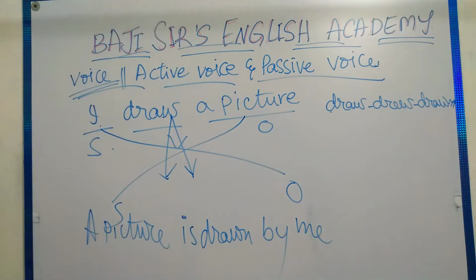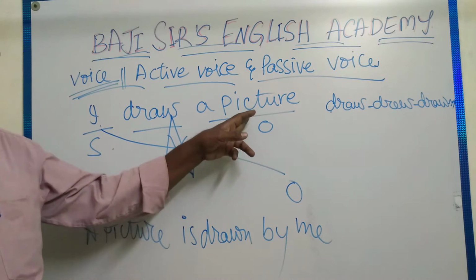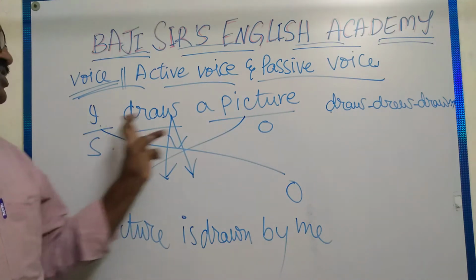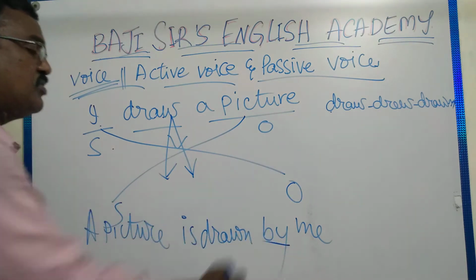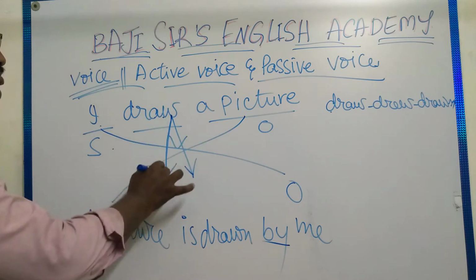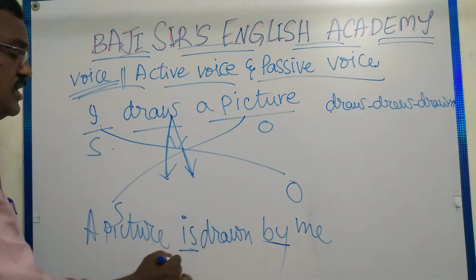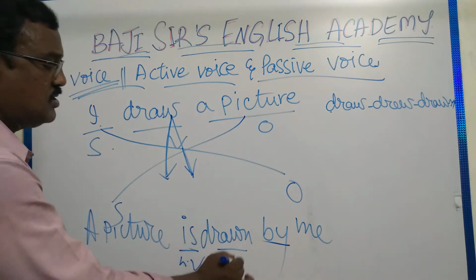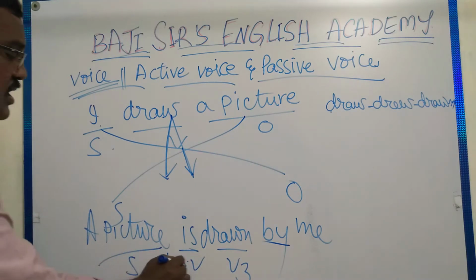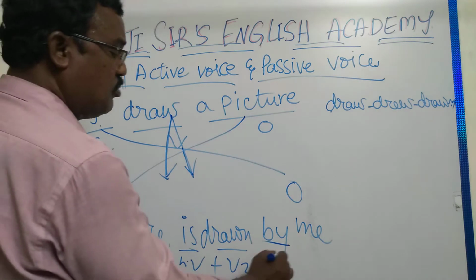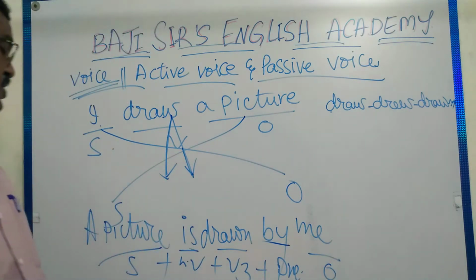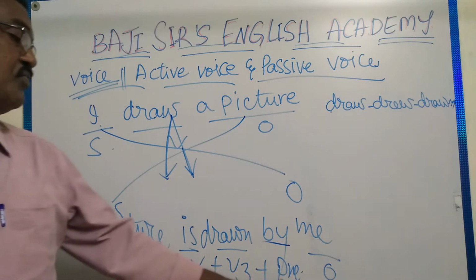So here, my dear students, how many changes are we making? Object became subject, subject became object, and before the object we take by. The verb we have to divide into two parts: one is a helping verb, one is the main verb, that is the V3 form. Here subject, helping verb, V3, preposition, and this one object. See here: 1, 2, 3, 4, 5.